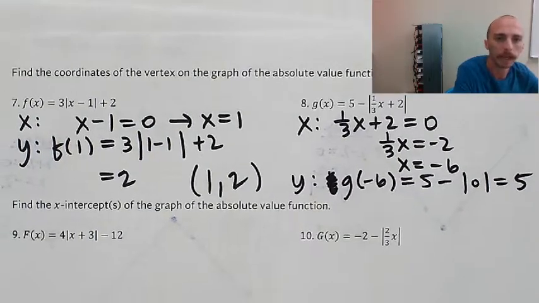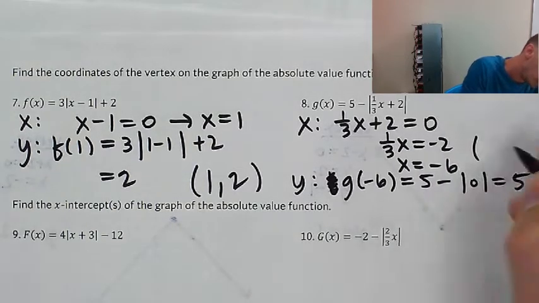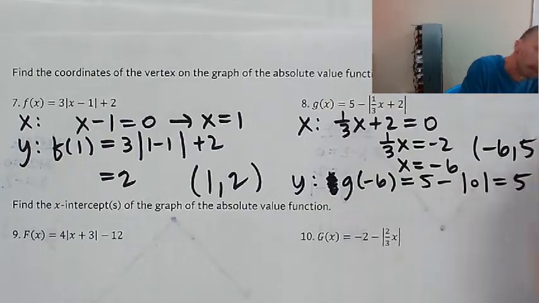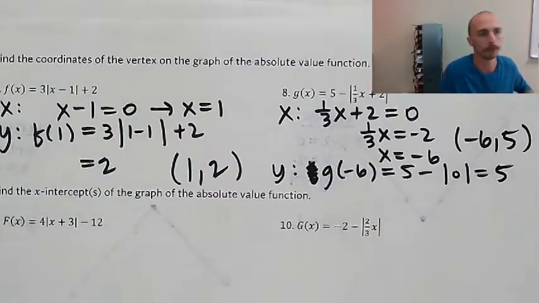Oh yeah, I was going to write it as a coordinate pair. That would be negative 6 and positive 5. And there it is. It's on the screen.